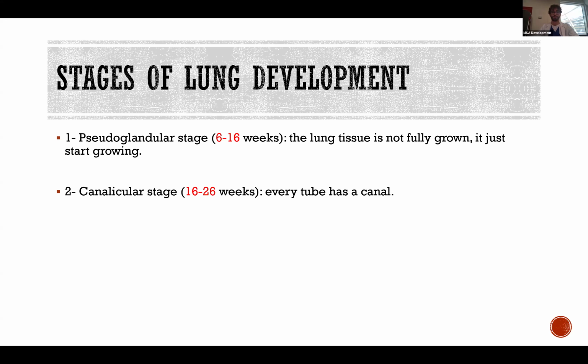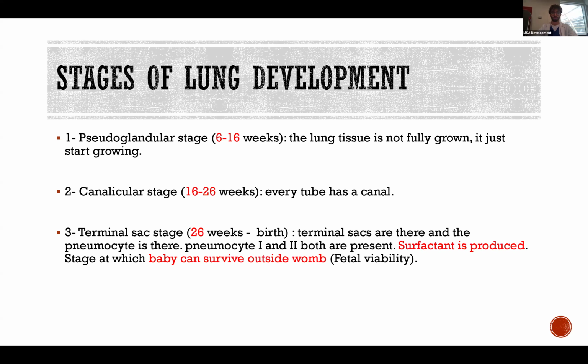Then we have the canalicular stage, which comes from canal, every tube has a canal. Terminal sac stage, the saccular stage, that's where the surfactant is produced. The surfactant is very important because it's what's going to allow the baby to breathe, basically. That's what we call fetal viability. Baby can survive outside the womb. Last but not least, the alveolar stage.